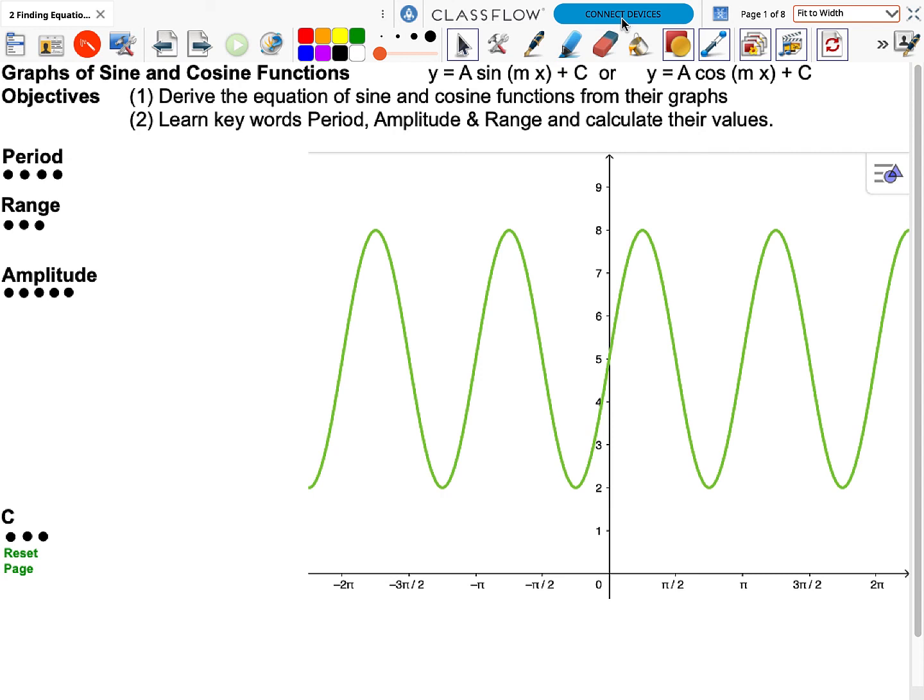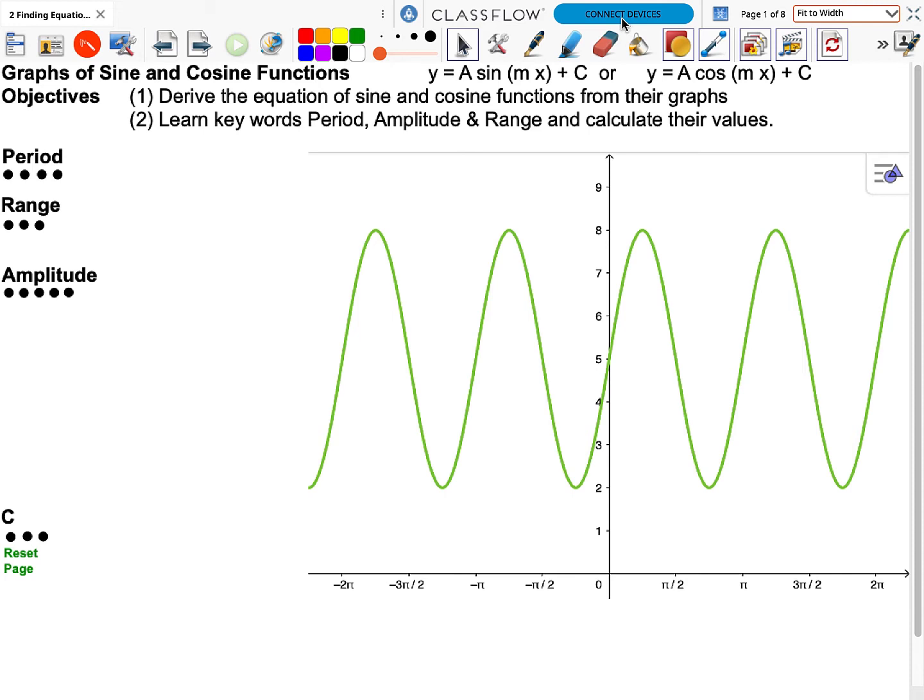Today we're looking at, from a graph, forming an equation for a sine or a cosine function. Before we can do that, we need to learn some keywords and how to do some calculations. The keywords are the period, the amplitude, and the range. And also down the bottom you can see on the left-hand side of the screen, the letter C, which is a measure of a displacement, which we'll talk about later.